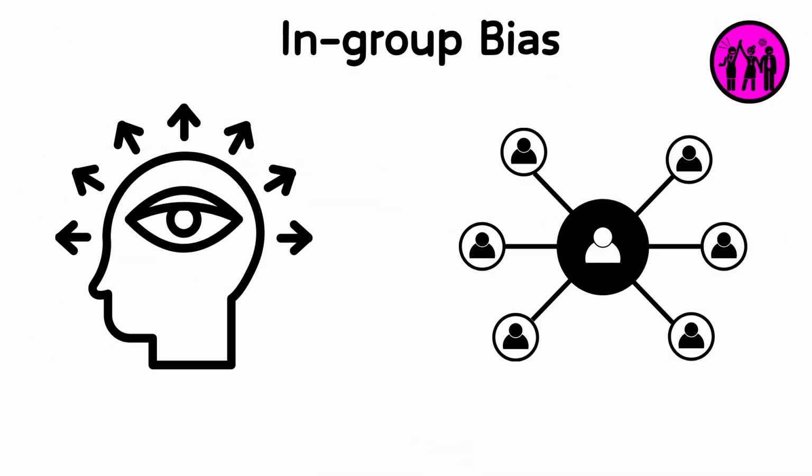Awareness of in-group bias encourages us to reflect on how our affiliations might influence our judgments and behaviors. By actively seeking to understand and integrate diverse perspectives, we can mitigate the effects of this bias, promoting a more inclusive and equitable environment in both personal and professional spheres.